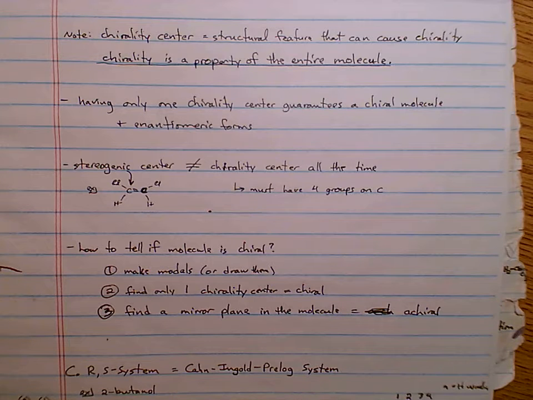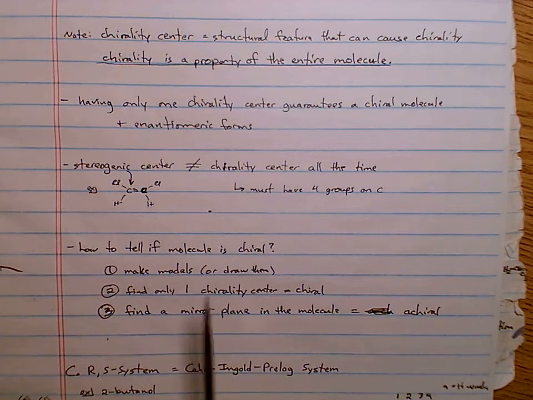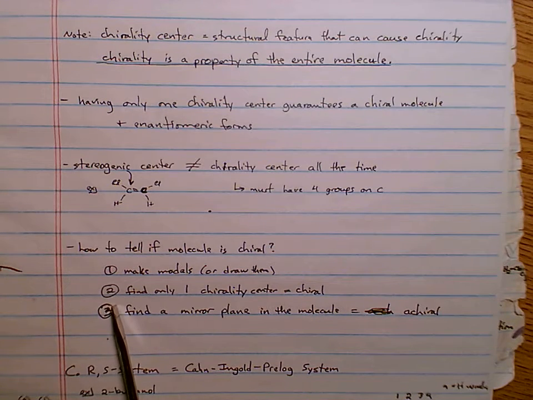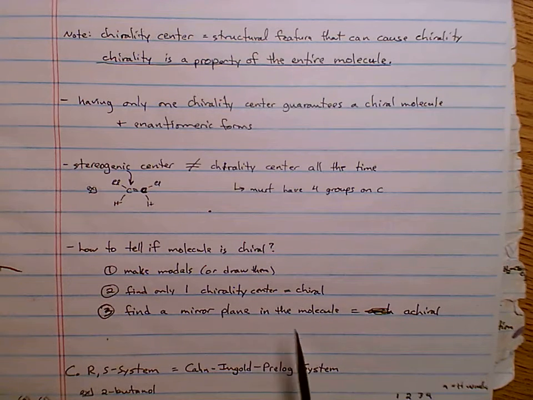All right. So how do you tell if a molecule is chiral? One, you can make models or draw them. That might help you. Find only one chirality center, then it's a chiral molecule. Only one chiral carbon, and you'll have it. The other thing is, and we'll discuss this in a later video, if you find a mirror plane in the molecule, if there's an orientation of the molecule such that half of the molecule is the mirror image of the other half of the molecule, then that molecule is achiral.